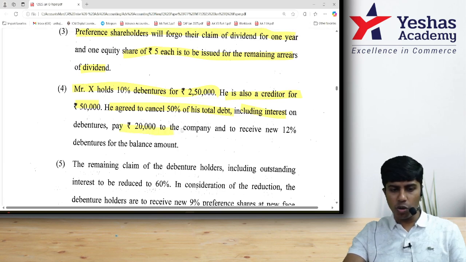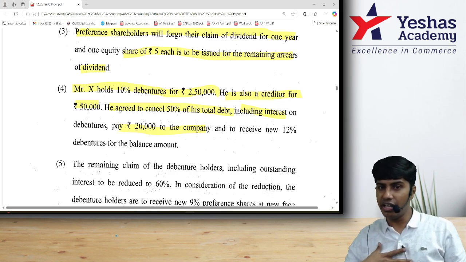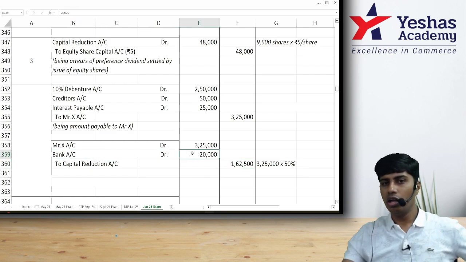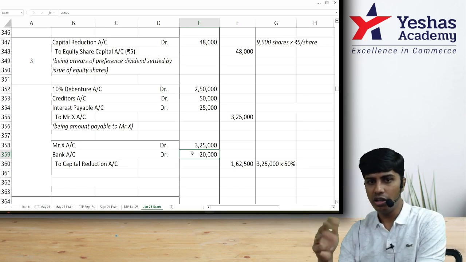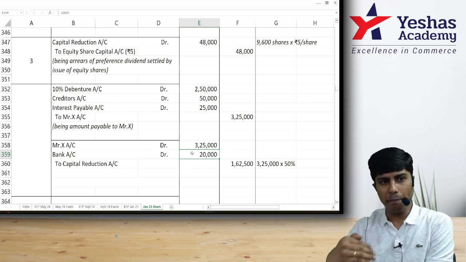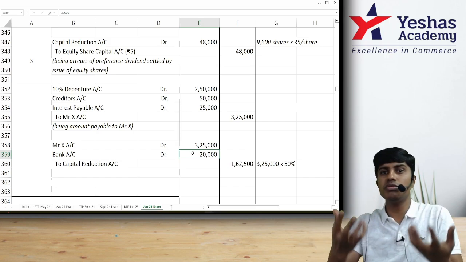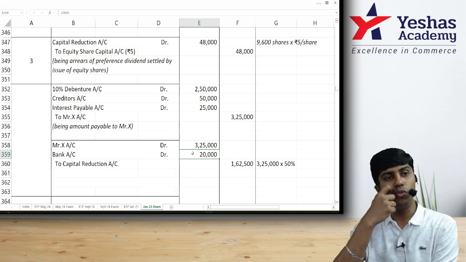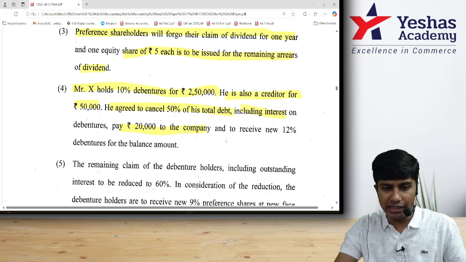Pay 20,000 rupees to company. He is giving 20,000. We are receiving it. So I will debit our bank account by 20,000. We were supposed to give him 3,25,000, debenture, creditors, interest together. 1,62,500 he gave up. So we should pay him balance 1,62,500. In return, he gave 20,000 cash. So now we have to give him something worth 1,62,500 plus 20,000, which is 1,82,500. Understood?